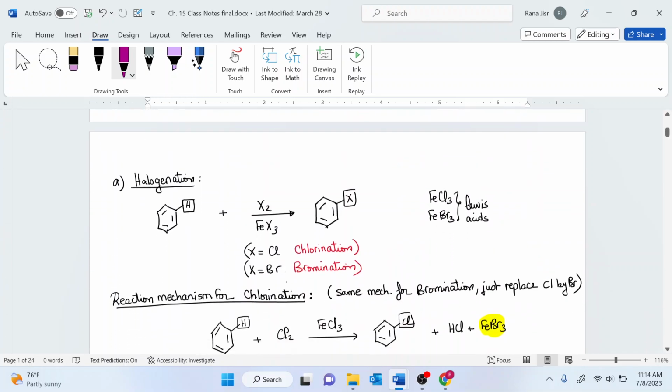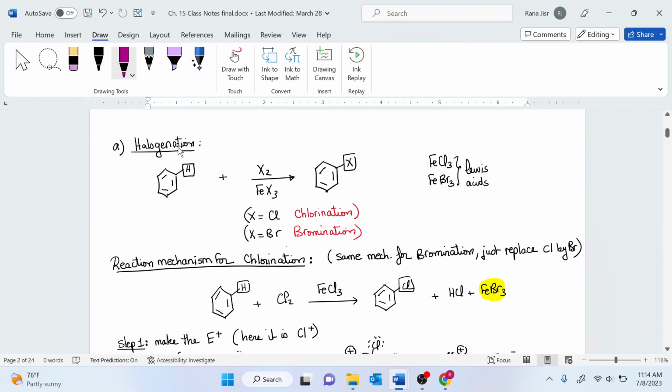Let's start with the first reaction. The first reaction is halogenation, whether you are adding bromine or chlorine. With this reaction here, you would need a Lewis acid, because without the Lewis acid, we said that the reaction cannot happen. The role of the Lewis acid is to make the bromine or the chlorine electrophilic enough so that the substitution will happen. Here I am substituting the hydrogen on the benzene with the halogen.